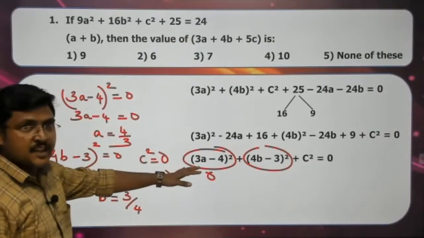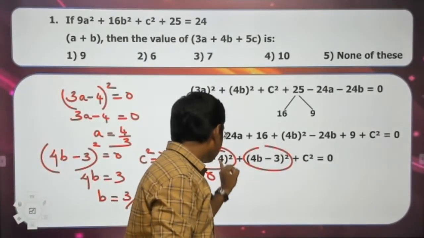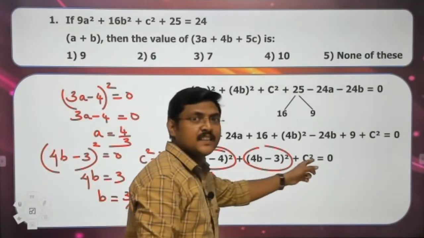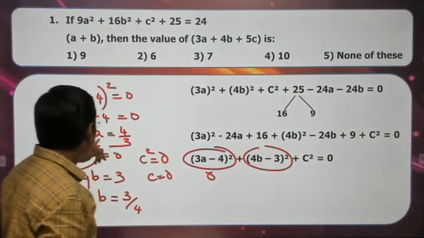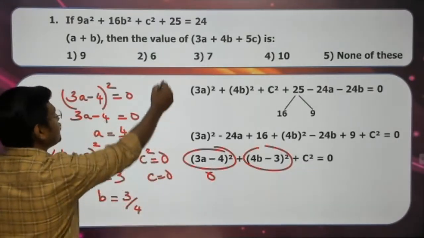So from this condition, in order to satisfy this, on equating the first term, second term and third term to 0, we will get the value for a as 4 by 3, b is equal to 3 by 4 and c is equal to 0. I am going to put these values here.